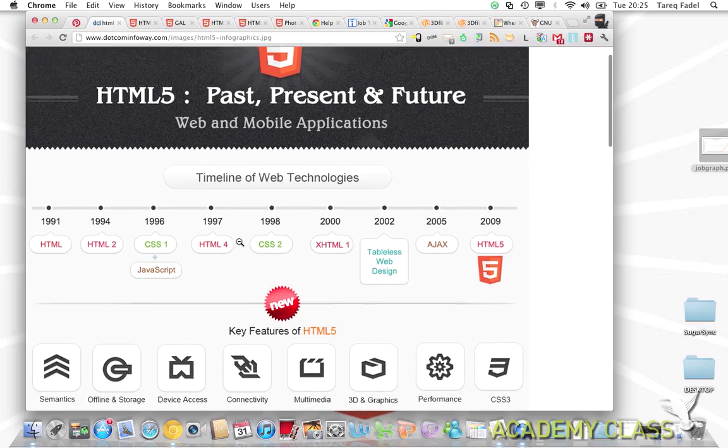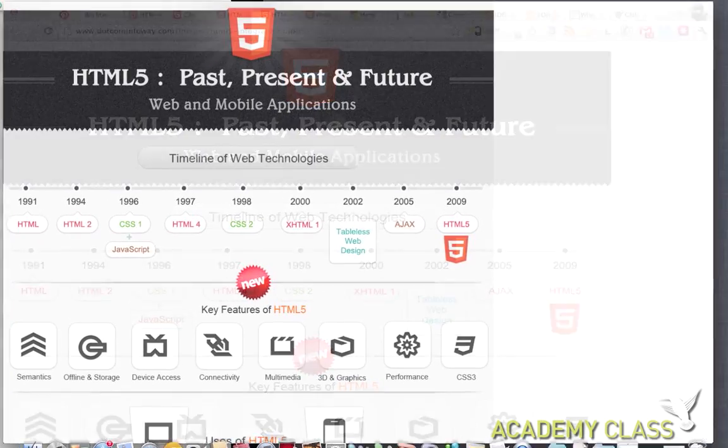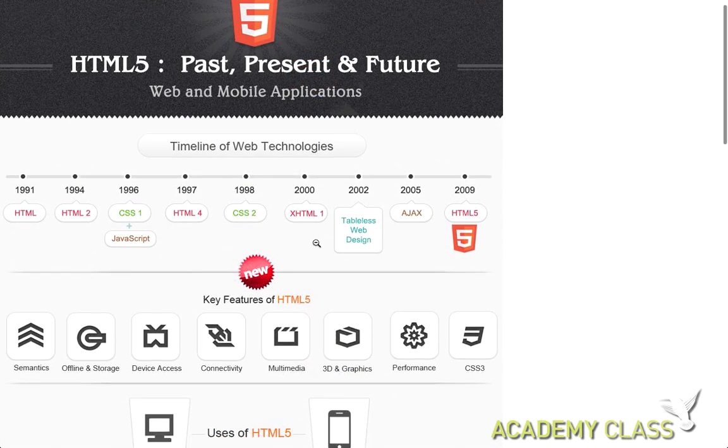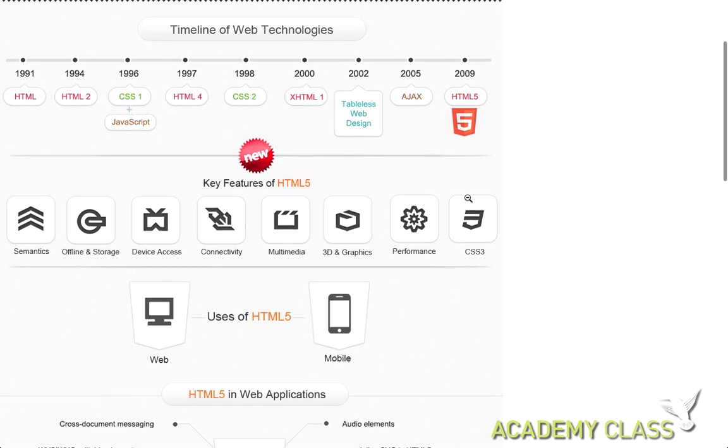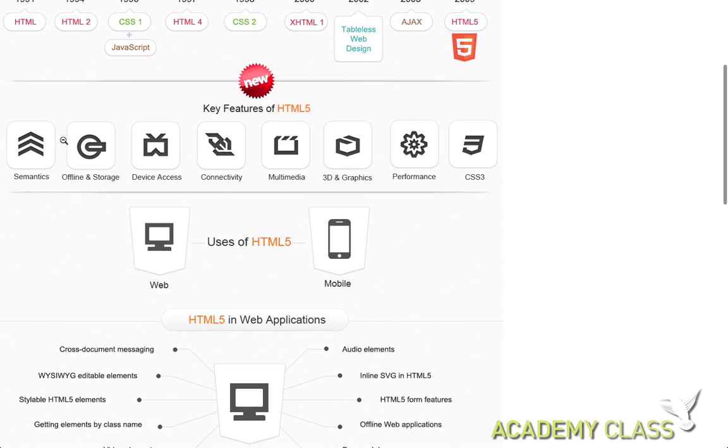Which is HTML5 past, present, and future. We can see how it's evolved over time. Okay, and there's semantics, offline storage, device access, connectivity, multimedia, 3D and graphics, performance, and CSS3, and we've had a look at some of these.